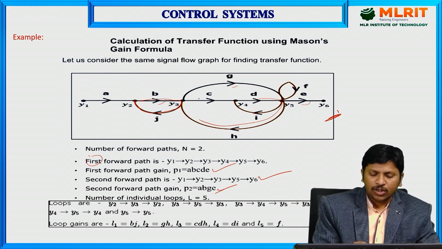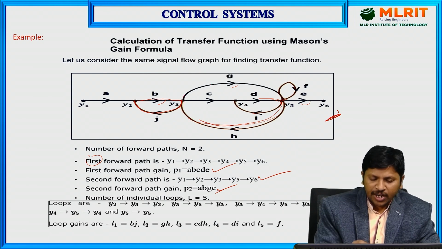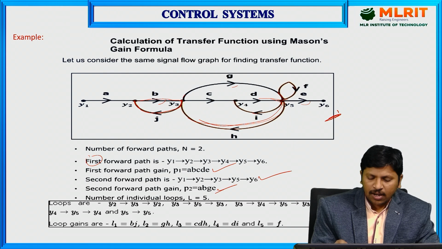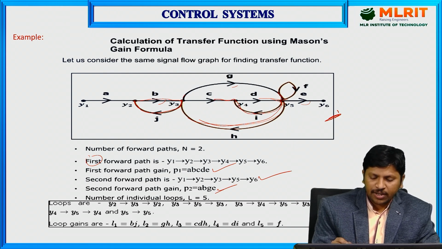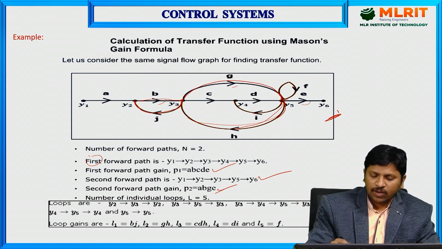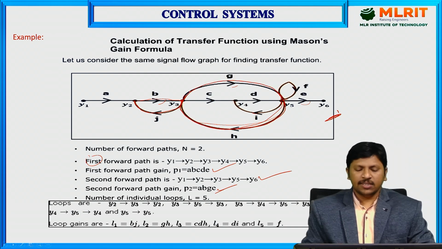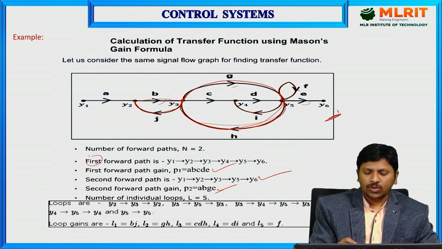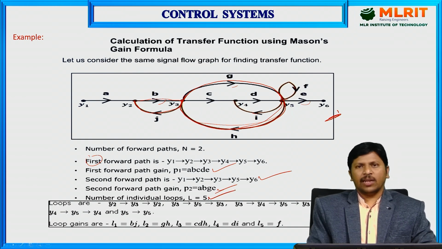1, 2 and 3. Next from here, 4, and one more from here to here. Complete this one: y3 to y5 to y3. This is one more loop. 1, 2, 3, 4, 5. Total 5 loops are available here.